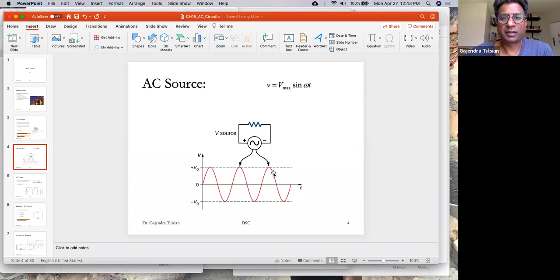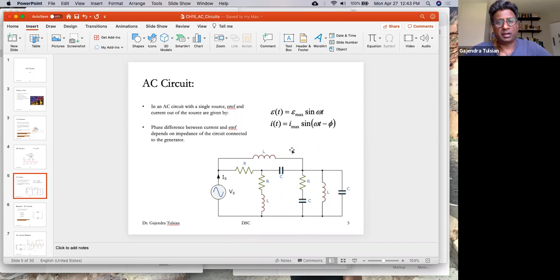That's what we're connecting. So here's the AC source. Here's the electrical symbol for the AC source. Here's a resistor connected to an AC source. This voltage is described by that function. You can use a sine or a cosine function to describe that.